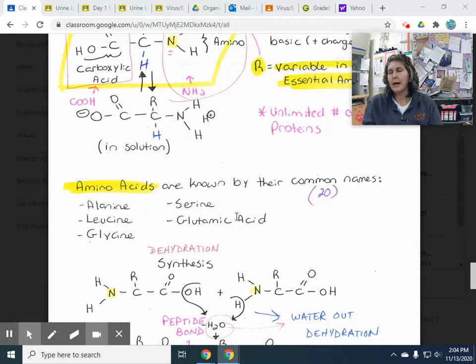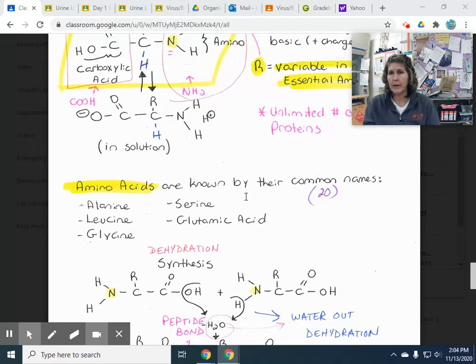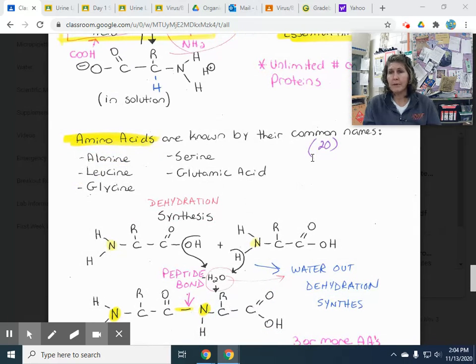Amino acids are known by their common names. I am not going to have you memorize 20 different amino acids when you can pull them up somewhere anymore. But just to give you an idea, because you've probably seen some of these before: methionine, alanine, leucine, glycine, serine, and so on. Methionine is one that we'll really look at because that's the amino acid that basically starts the majority of your proteins.